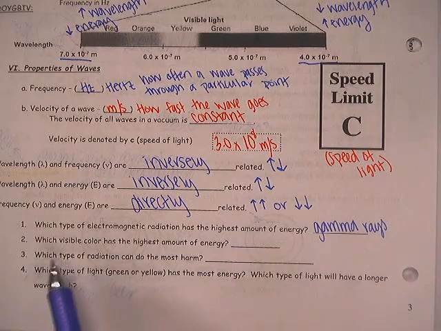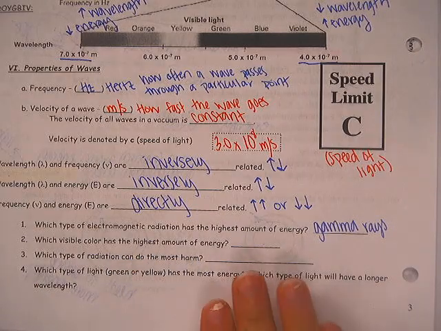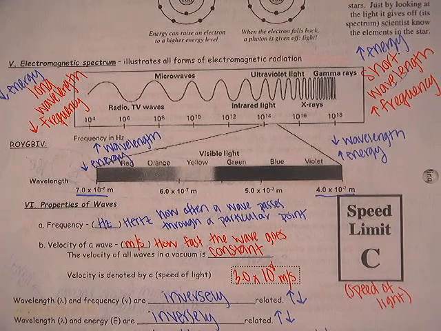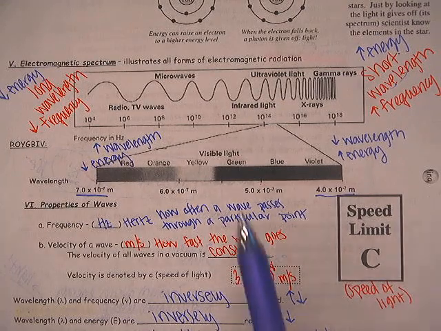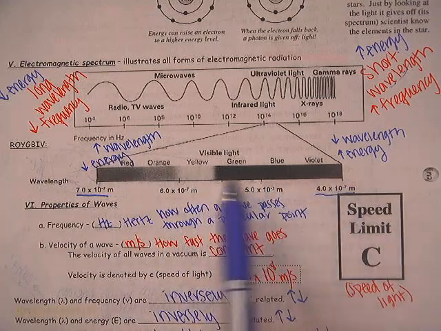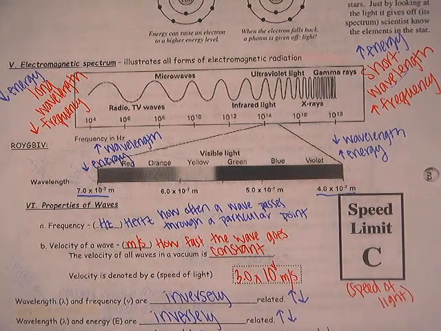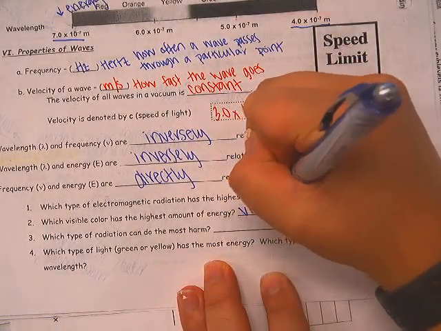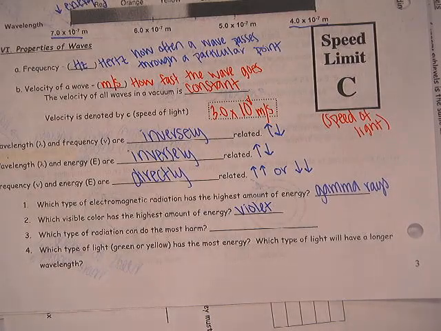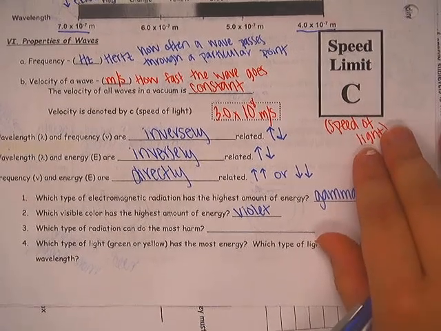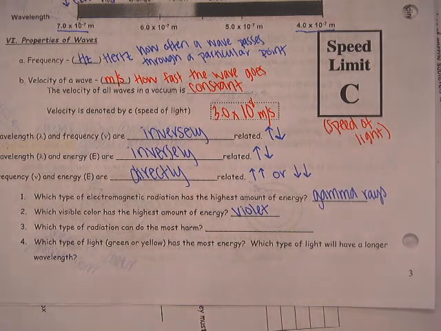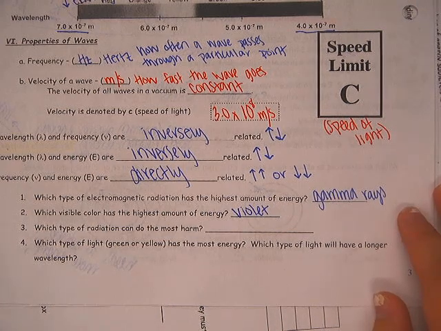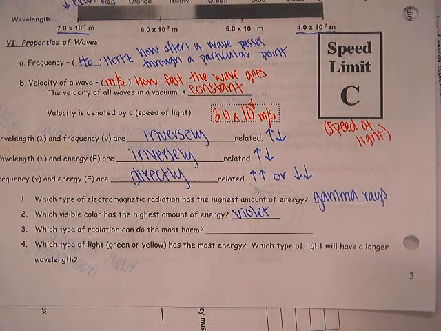Next question says, which visible color has the highest amount of energy? We already answered that. Let's see if you can apply it. Which visible color, which means we're in this spectrum down here, has the highest energy? Violet. And then which type of radiation can do the most harm? Something that can do the most harm would be able to go through the most surfaces, would have a high frequency, high energy. Also gamma rays.